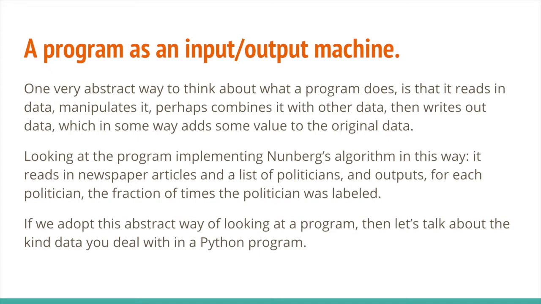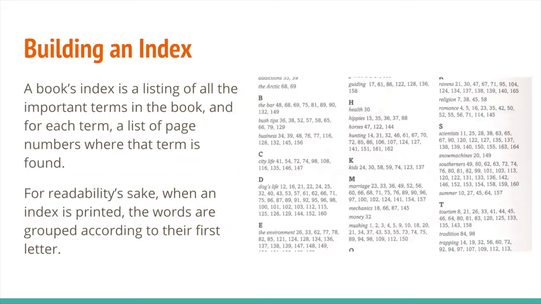So if we adopt this abstract way of looking at a program, then let's talk about the kind of data you deal with in a Python program. And let's talk about that in the context of the problem of building an index. So it's a little simpler problem than the Nunberg algorithm.